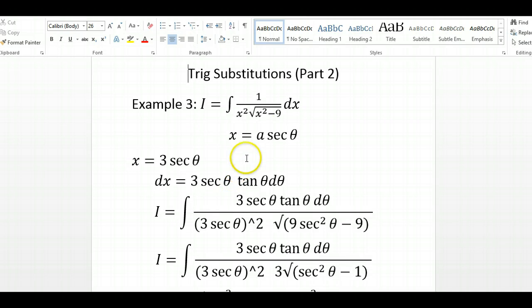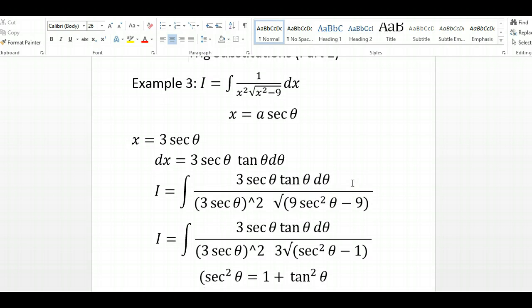So the first thing that we should do is to find dx. If x is equal to 3 secant theta and you differentiate both sides, you get dx is equal to 3 secant theta tangent theta d theta, since the derivative of secant theta is secant theta tangent theta. Then I would just plug that in up here. So the dx now becomes 3 secant theta tangent theta d theta. Make sure that you make that change, otherwise you might forget to do that later on.